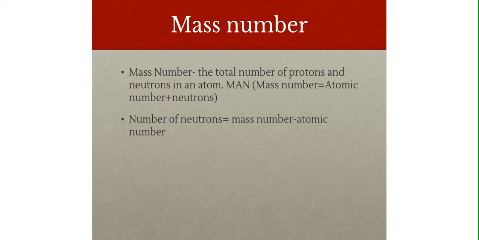The mass number, like I said, equals the number of protons plus the number of neutrons. I can also say the atomic number plus neutrons. Remember, atomic number equals the number of protons. So those are very much interchangeable. And if you want to rearrange this to find the number of neutrons, which is typically the hardest to find, it would be mass number minus atomic number.